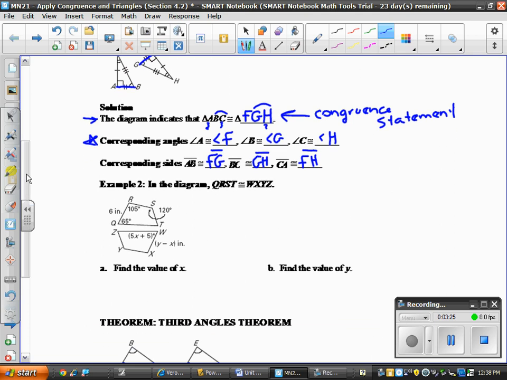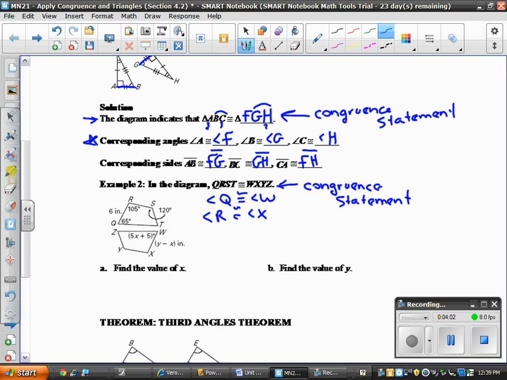So looking at this example number 2, it says in the diagram we have quadrilateral QRST is congruent to WXYZ. Without me even looking at the picture, I know that angle Q is going to be congruent to angle W, angle R is congruent to angle X. How do I know this? Because just looking at this right here, which is a congruence statement. And I can keep going. I can find all the angles and all the side lengths that are congruent. So that's a congruence statement, very powerful.